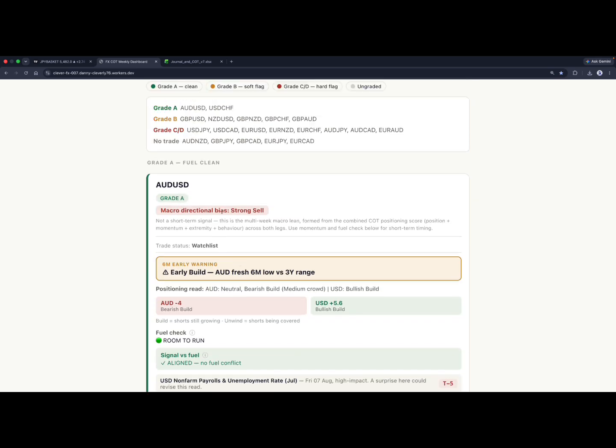Now, then you get down to the macro directional bias strong sell, and this is important. This is not a short-term signal. I can't be clearer about this. It's not a short-term signal. It may head in that direction, but based on the macro sentiment, and that could take weeks, if not months, I suppose, to ultimately play out. This is really reading from weeks and weeks of data collection to see where the smart money, institutional money, is headed. So macro directional bias, not to be read as a short-term signal.